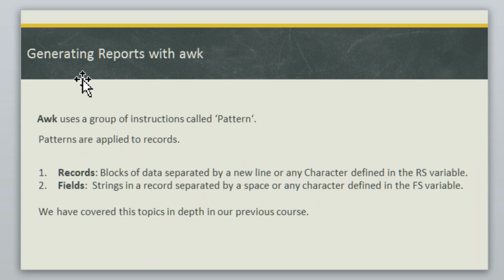Let's go and talk about generating reports with awk. Awk uses a group of instructions called patterns. Patterns are applied to records. Records are blocks of data separated by a new line or any character defined in the RS variable. Fields are strings in a record separated by a space or any character defined in the FS variable.